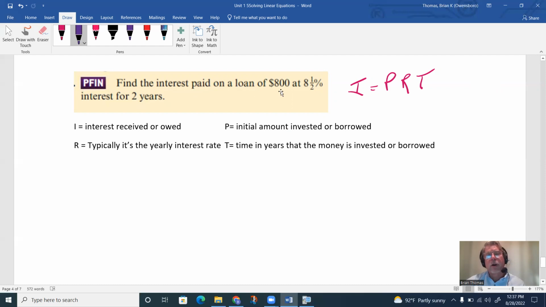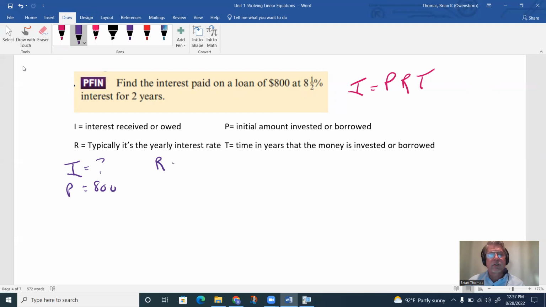So if we borrow $800, what we want to figure out is how much we have to pay back with interest as well. So we don't know what the interest is. That's going to be the unknown. But the principal is the amount that was initially borrowed in this case. So the principal is going to be actually the 800. The rate is going to be the 8.5%.